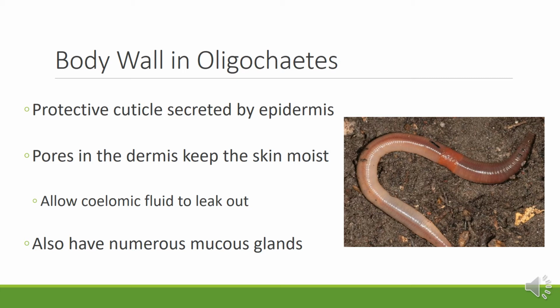Body wall in oligochaetes. They have a protective cuticle that's secreted by their epidermis. The pores in the dermis keep the skin moist. This keeps them able to breathe. They have to be moist to be able to breathe. Some of them will allow their coelomic fluid, their excess fluid, to leak out. And some have numerous mucus glands. These are just to keep them moist, to keep them lubricated, moving through the soil, being able to breathe, not having dirt stick to you. When you live in dirt, not having dirt stick to you is a really good adaptation.